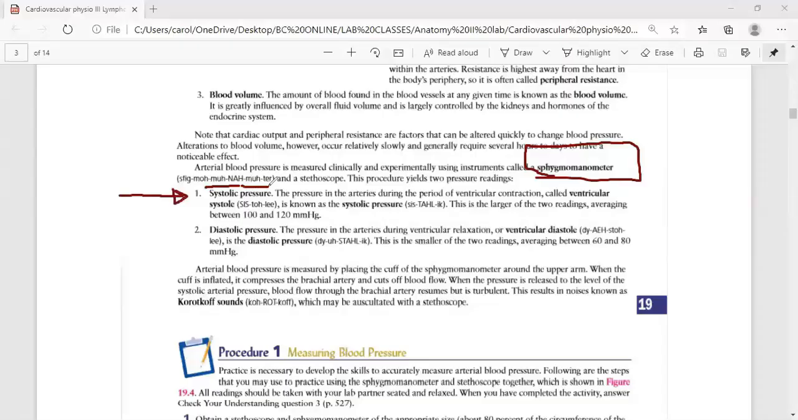When the heart relaxes, then your heart is not going to produce that much pressure, and that's going to be called diastolic pressure, as you can see right there. In most of the cases, the systolic pressure is more or less between 100 and 120, and the diastolic pressure is going to be between 60 and 80, more or less.